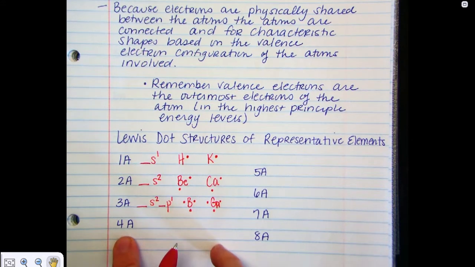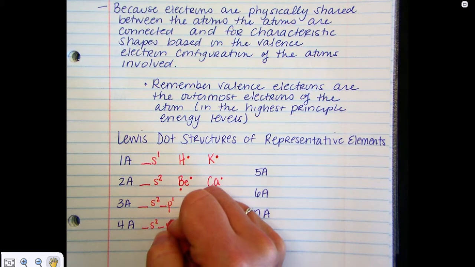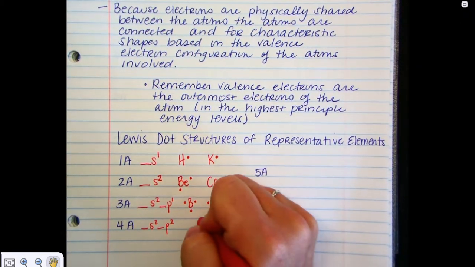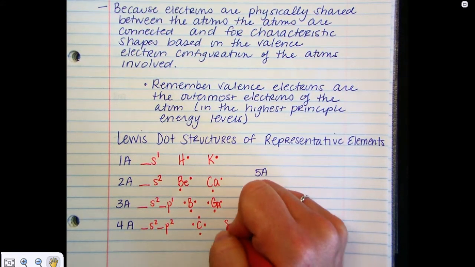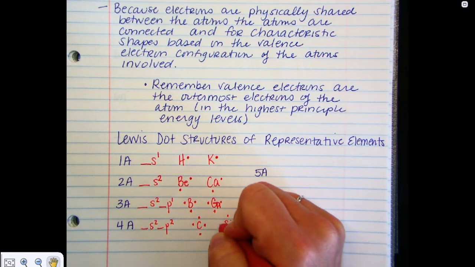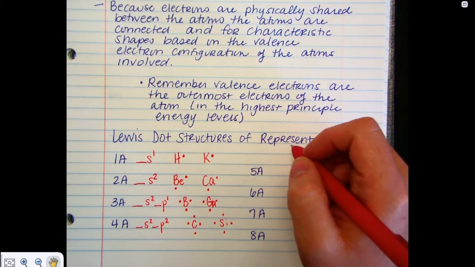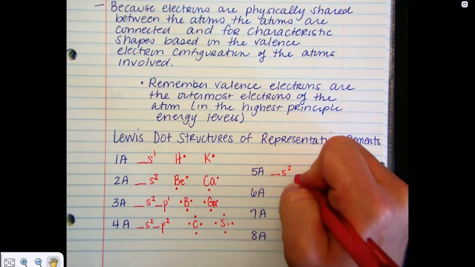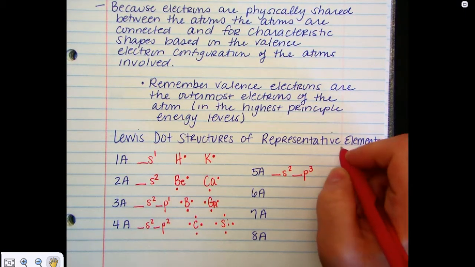So 4A, s2 p2, 4 electrons, and you guessed it, 4 dots. So carbon, 1, 2, 3, 4. Silicon, 1, 2, 3, 4. So if we continue that pattern over in the 5A column, we're going to have s2 and p3, and that's going to give me 5 valence electrons and 5 dots.